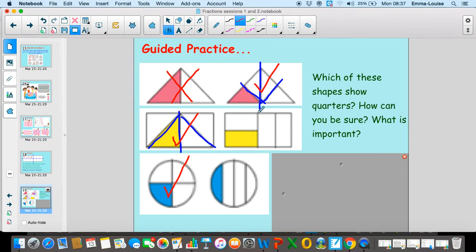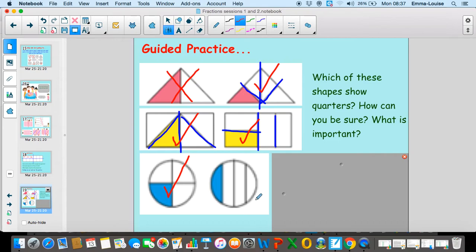When I look at this one, I can see they've shared that shape down the middle. Then they shared both of those halves in half again. So I now have 4 equal parts. I must have a quarter.